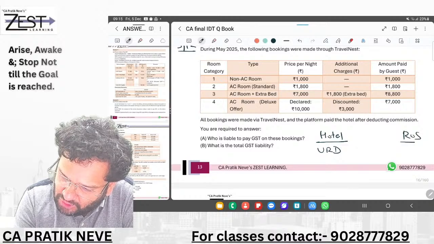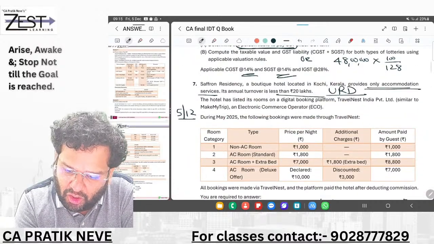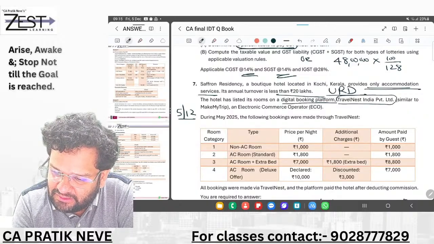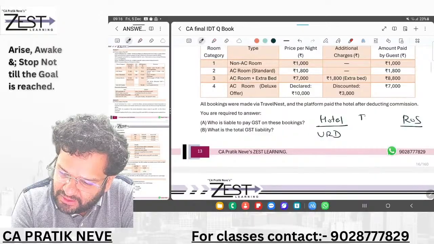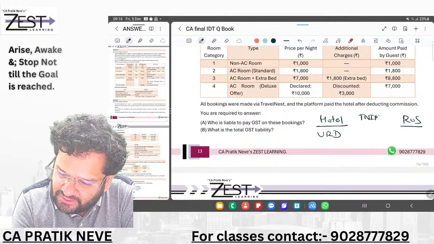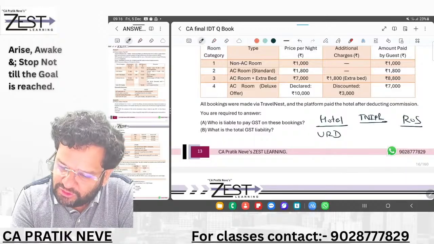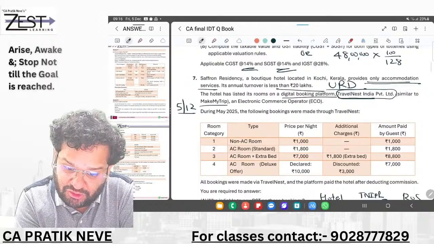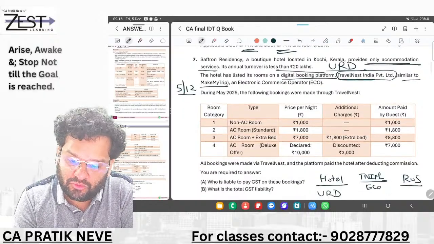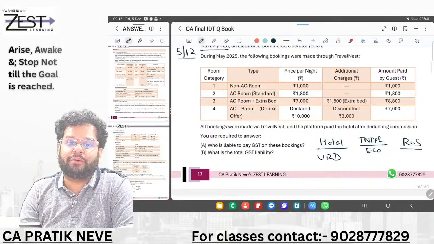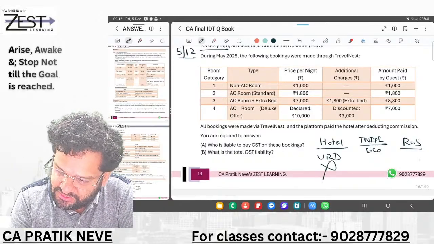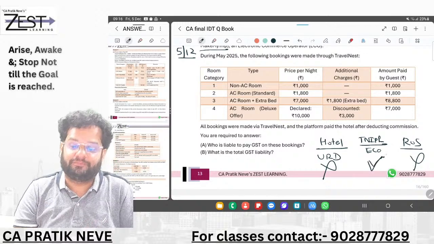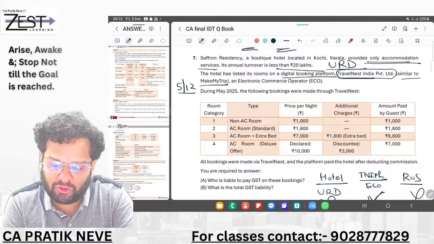Here is the recipient of supply. What has happened? The hotel has listed its rooms on a digital booking platform, Travel Nest India Private Limited. So this is an ECO, similar to Make My Trip. Fantastic. So who will be liable to pay GST? Not the hotel because it is unregistered, not the recipient of supply, but the ECO. ECO will be liable to pay GST.